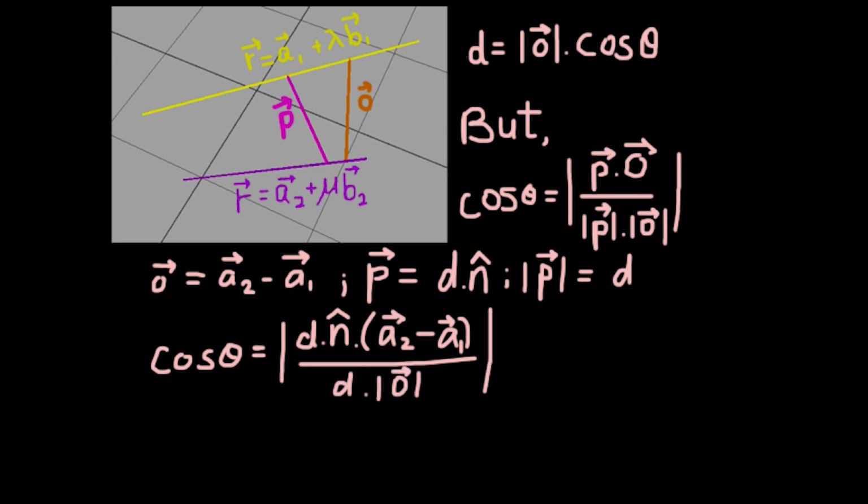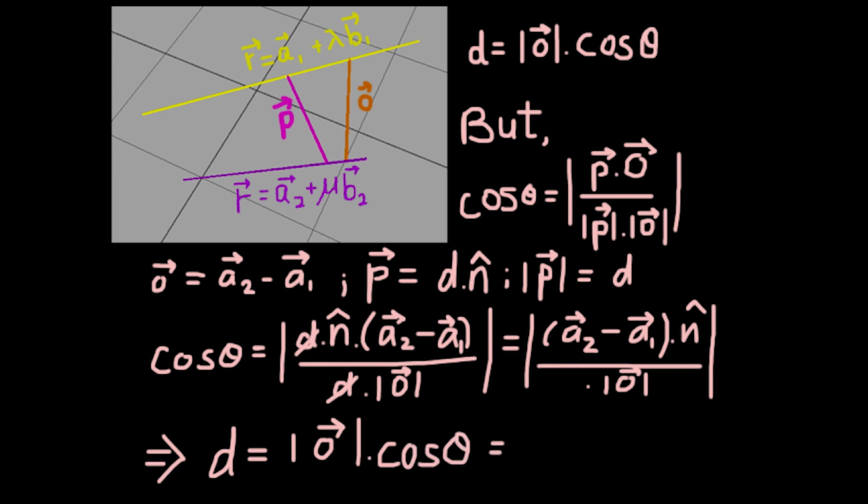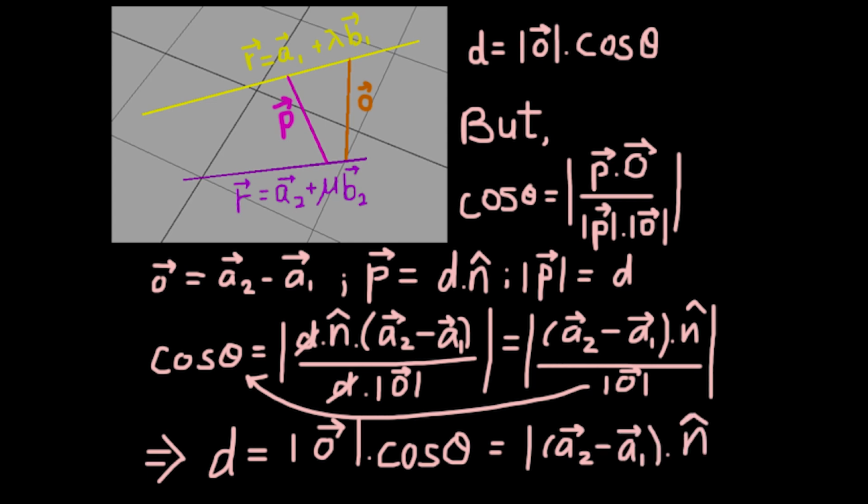And since we have D in both the numerator and the denominator, we can get rid of that to get cos theta is equal to A2 minus A1 in the direction of N over the magnitude of O. This means, going back to what we had before, D is equal to the magnitude of O times cos theta, we can say D is equal to A2 minus A1 in the N direction. And let's just move that up.